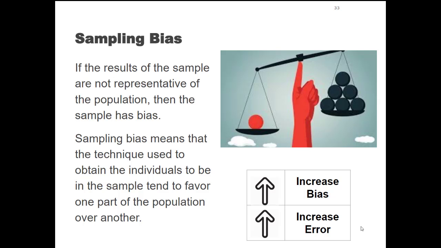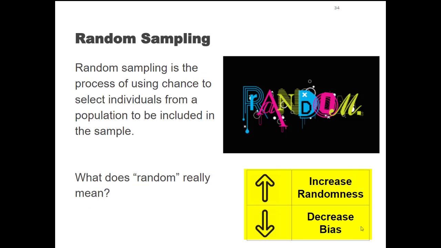Sampling bias happens when a technique is used that will obtain individuals for the study that favor one part of the population over another. The more bias there is in your study, then the more error will appear in the study. The best way to avoid bias is for there to be some level of randomness in the study. Random sampling is the process of using chance to select individuals from a population to be included in the sample. But what does random really mean?